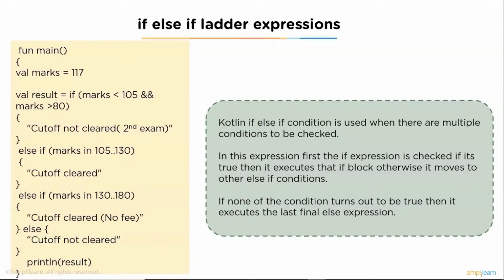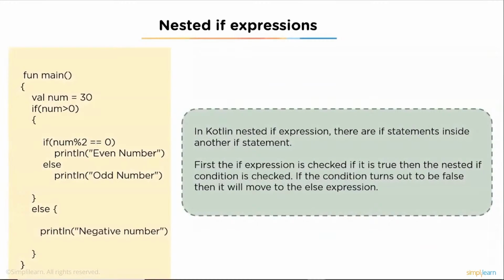Now, moving on to the nested if expression. In Kotlin, a nested if expression has if statements inside another if statement. First, the if statement is checked. If it is true, then the nested if condition is checked. If the condition turns out to be false, then it will move to the else expression.